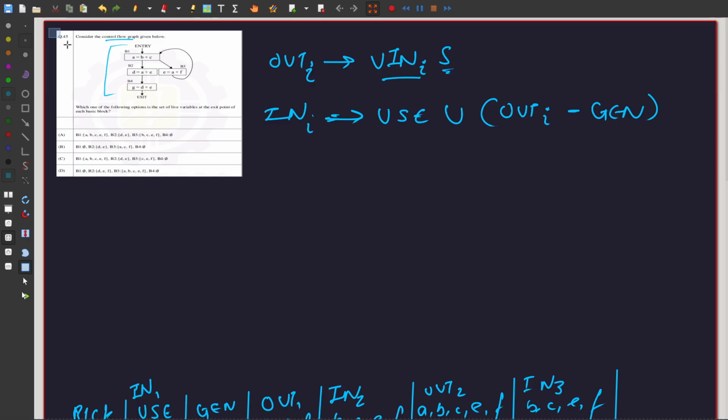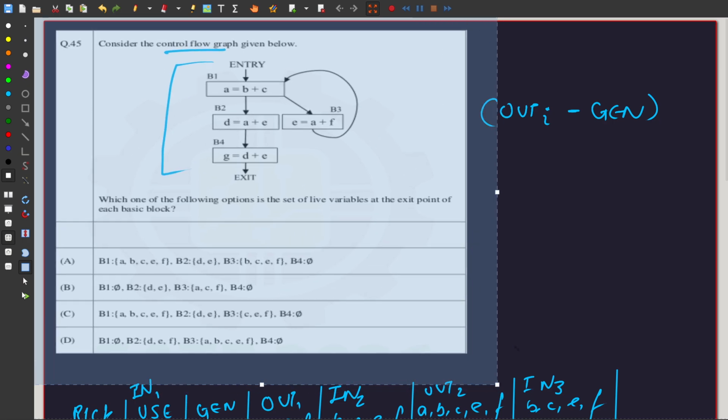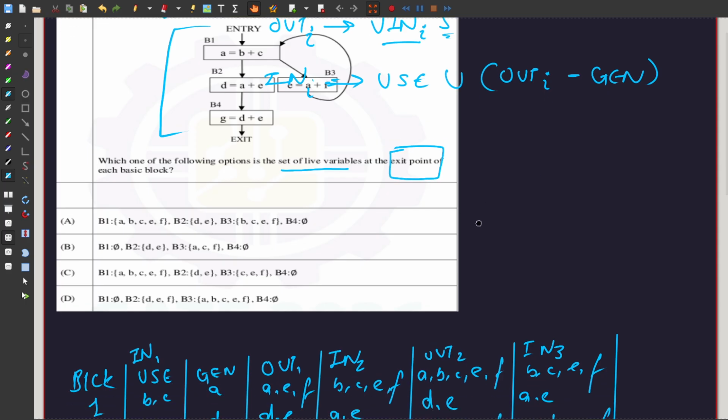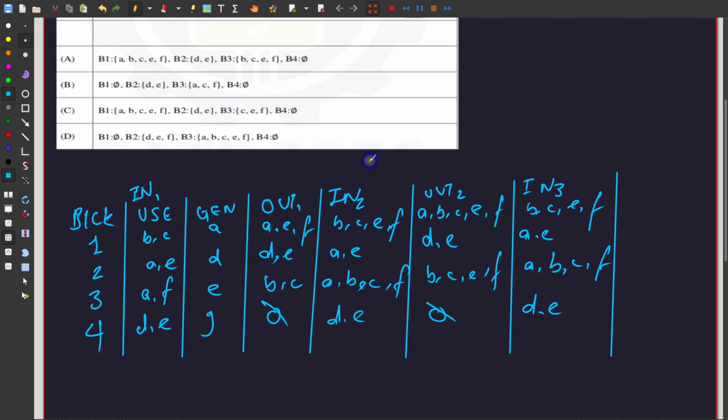Now let me increase the size of this whole thing again so that I can show one thing and then undo the change. So what they're asking here is the set of live variables at the exit point. When you look at the words in and out, which of these sounds like the exit? Of course out does, right?